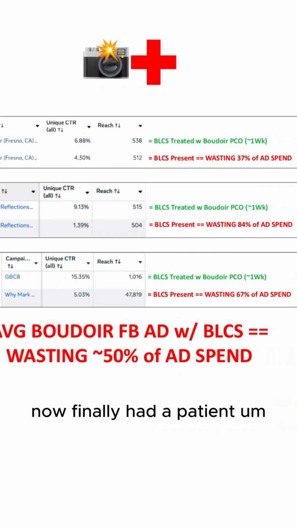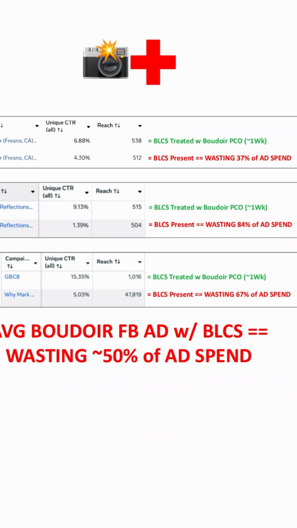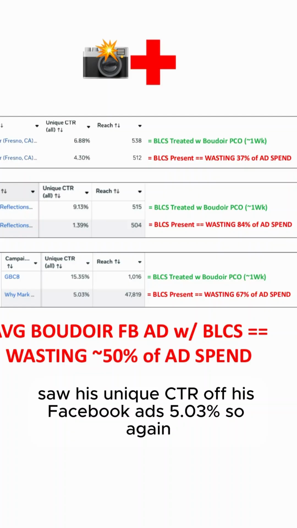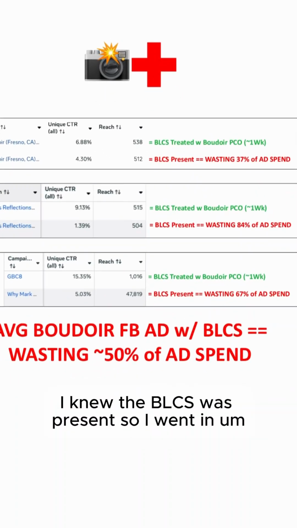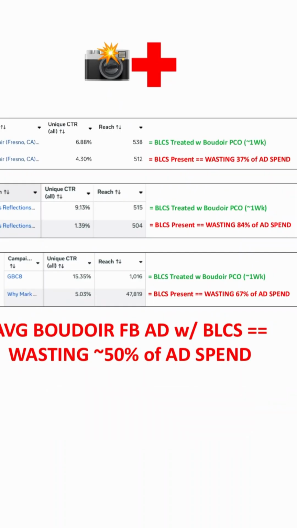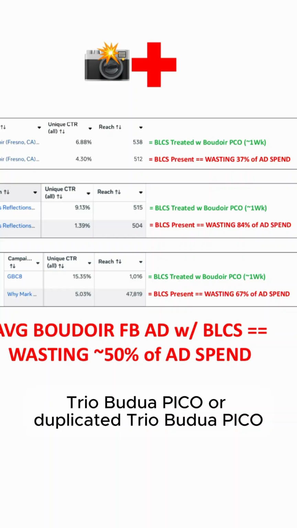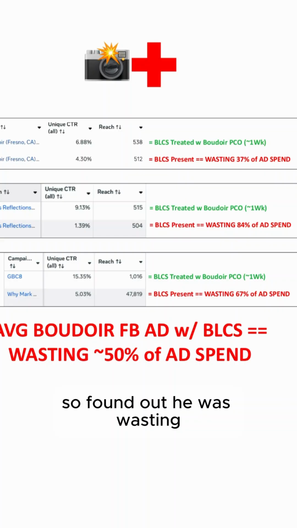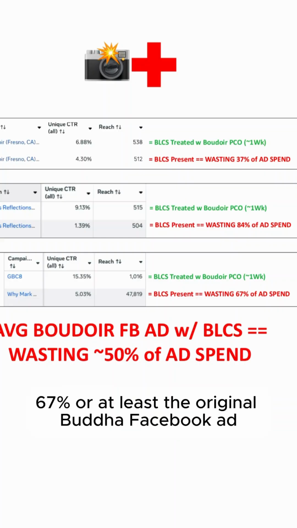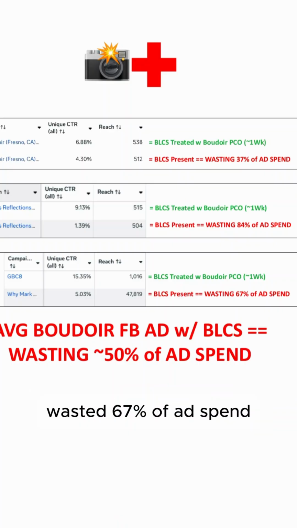Now, finally, I had a patient whose unique CTR of his Facebook ad was 5.03%. So again, I knew the BLCS was present. So I went in, treated with Boudoir PCO, duplicated it, took about a week, and got his unique CTR up to 15.35%. So we found out he was wasting 67%, or at least the original Boudoir Facebook ad was wasting 67% of ad spend.